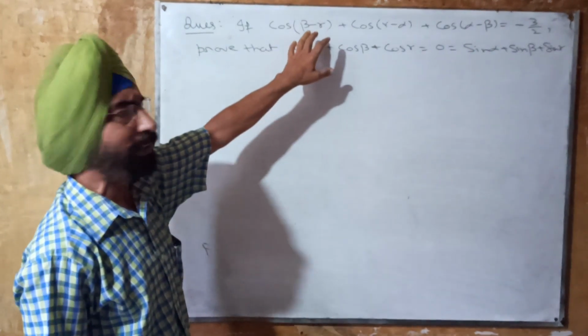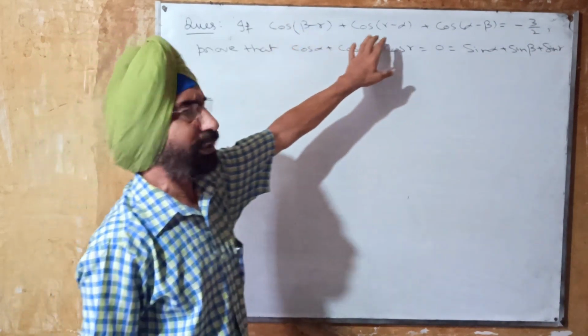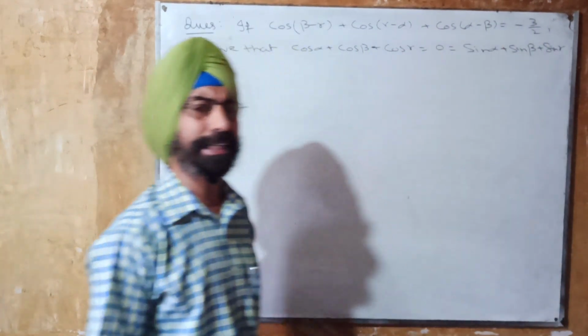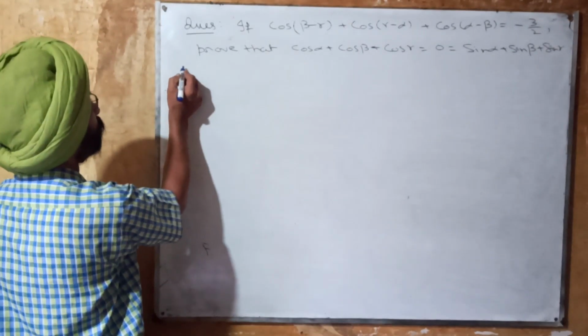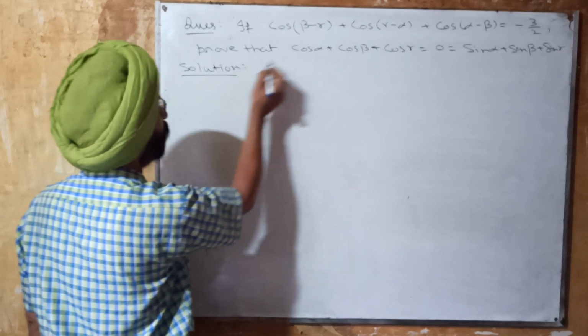And what are we given? We are given only one equation, that is cos(beta minus gamma) plus cos(gamma minus alpha) plus cos(alpha minus beta) is equal to minus 3 by 2, from where we will have to start for the proof. So what is the solution? We will once again start the solution.